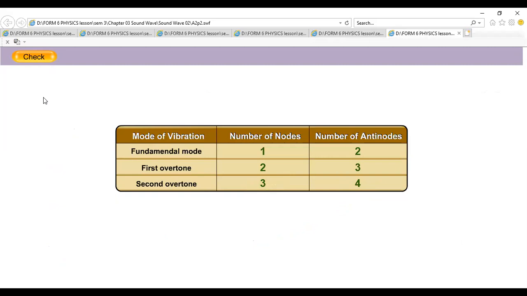Ladies and gentlemen, the number of nodes and the number of antinodes varies in the open pipe. For the closed pipe, it is one node and one antinode. They are the same. So this means that there is a difference between the closed pipe and the open pipe in the number of nodes and antinodes. Sorry. Okay, next.